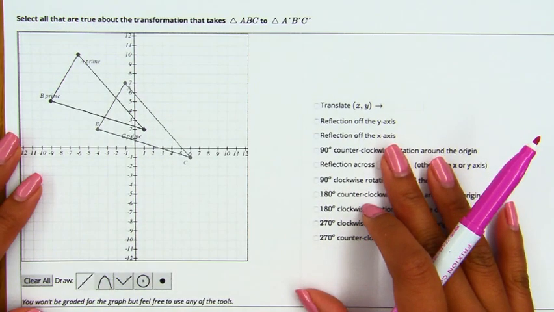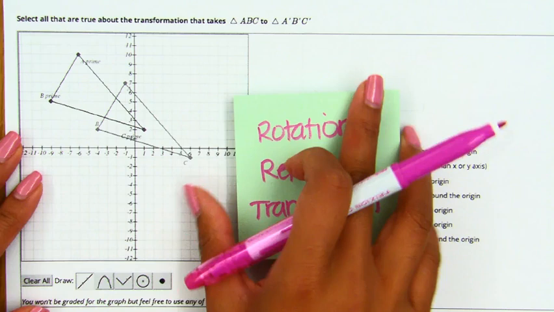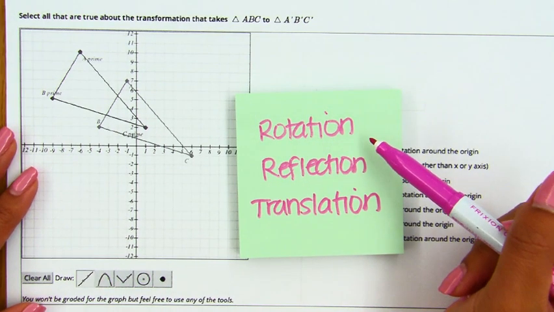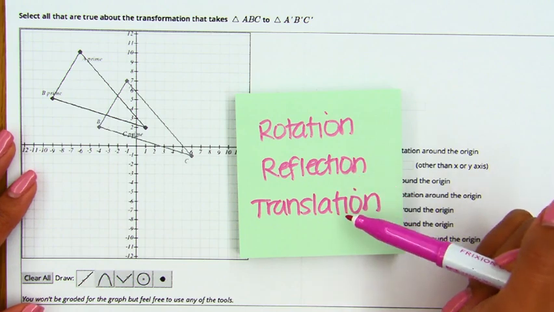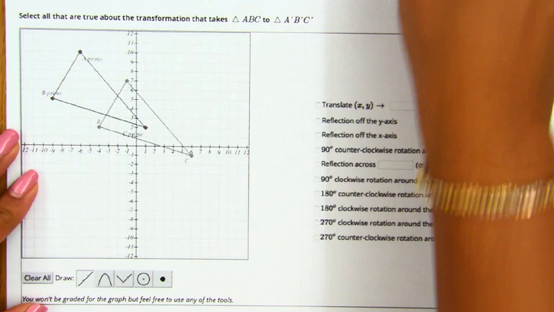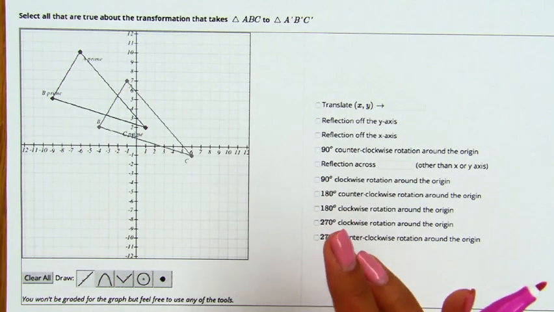Now we have one that looks like this. Once again, let's take a look at our list. We can say it's a rotation, we can say it's a reflection, or we can say it's a translation. I'm going to go down the list and check for a rotation. So again, I'm going to use a fresh new patty paper so I don't confuse you.